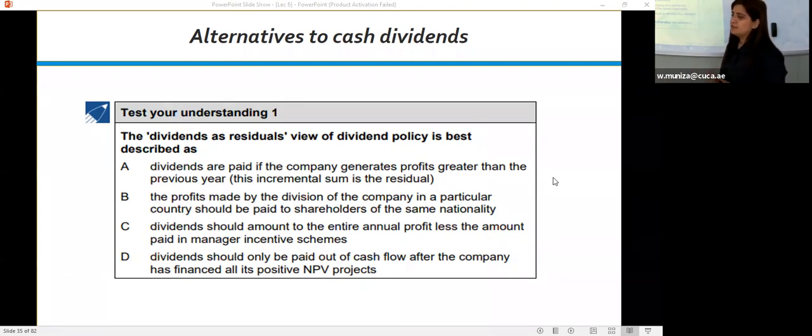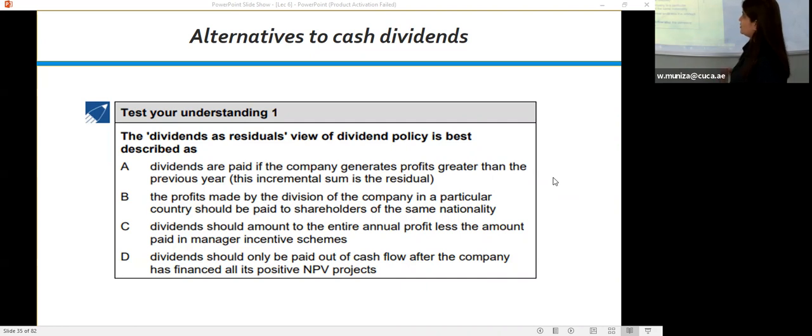Are dividends important for them? No. They consider that dividends are important, but they don't want cash. The dividend streams in cash are not important. Even if they are not getting it in one year, if they get it in the next year, it's acceptable for them. Okay, then what is the best description of this?